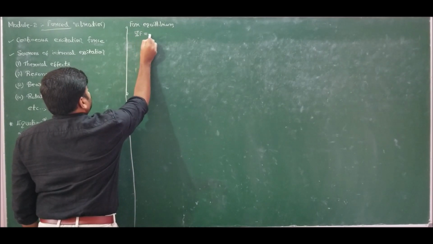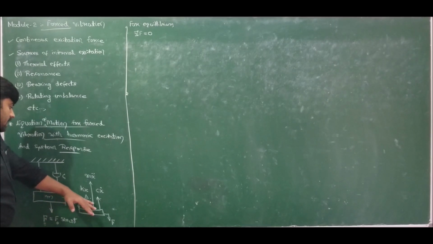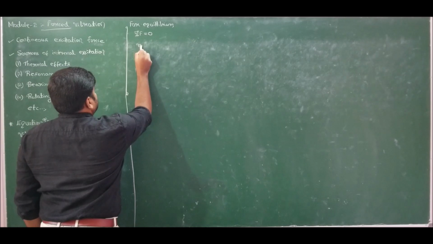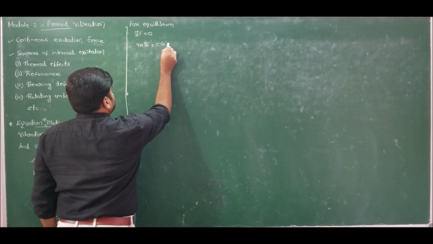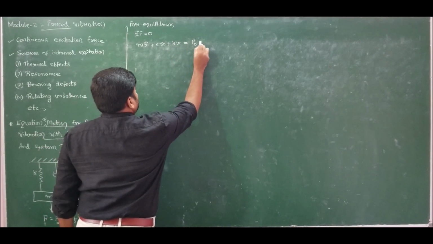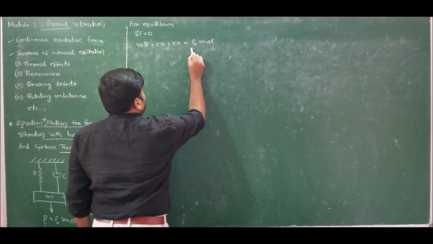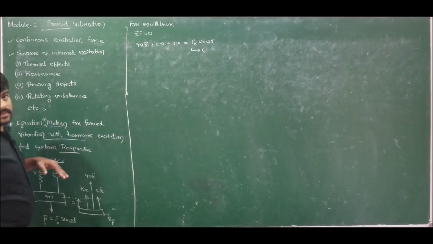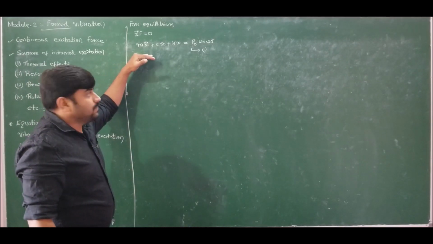Now we know that for equilibrium, the sum of forces must be equal to 0. These three forces are acting upward, whereas force F is acting downward. Hence I can write inertia force m x double dot plus damping force c x dot plus spring force kx must be equal to F naught sin omega t. So this is nothing but the equation of motion for a forced damped vibrating system, which is a second order ordinary differential equation. This you already know.